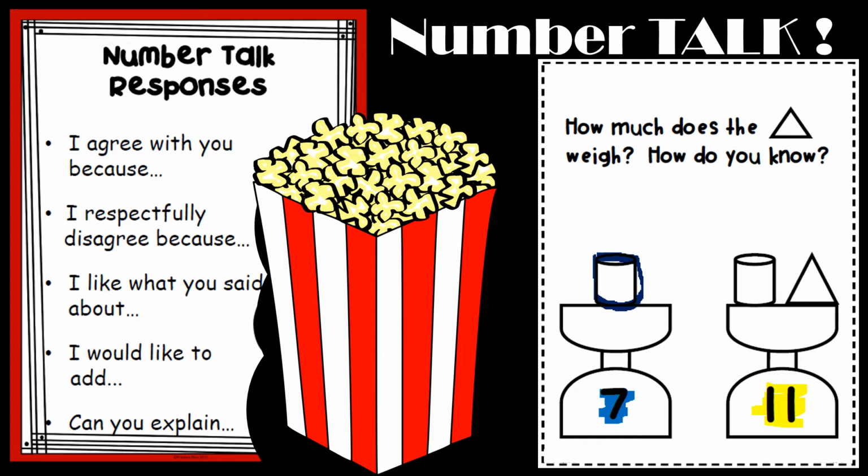Okay, to solve this, I'm going to put a 7 here. And that tells us that what are we going to add to 7 to get to 11? So let's start at 7 and let's count on to 11. 7, 8, 9, 10, 11. Did you get 4? That triangle is 4. How much does the triangle weigh? 4.